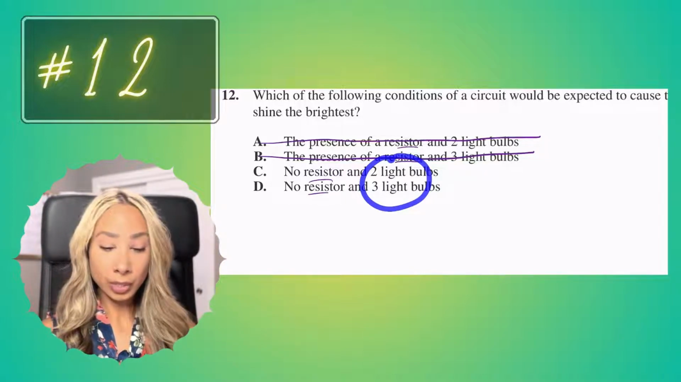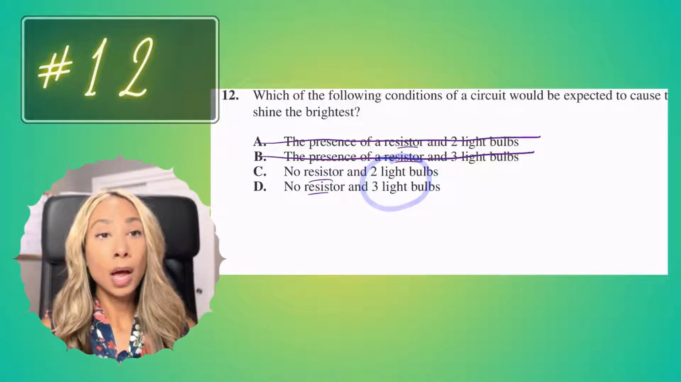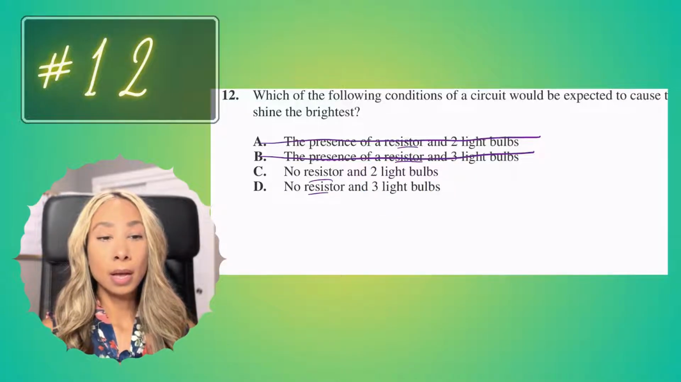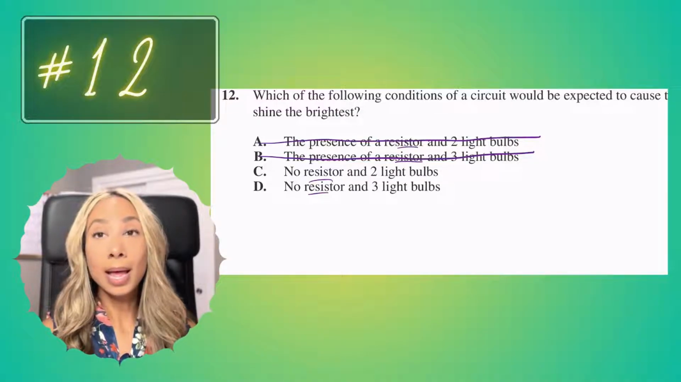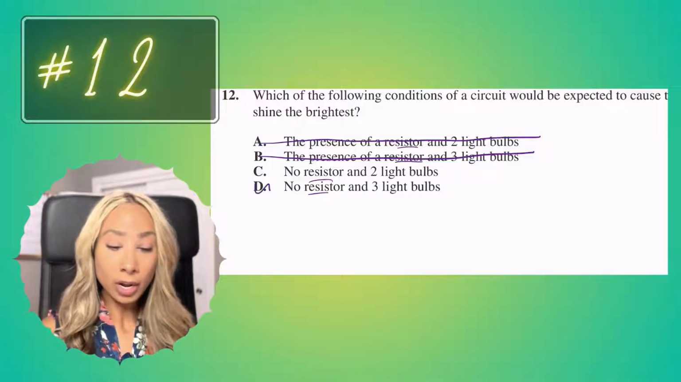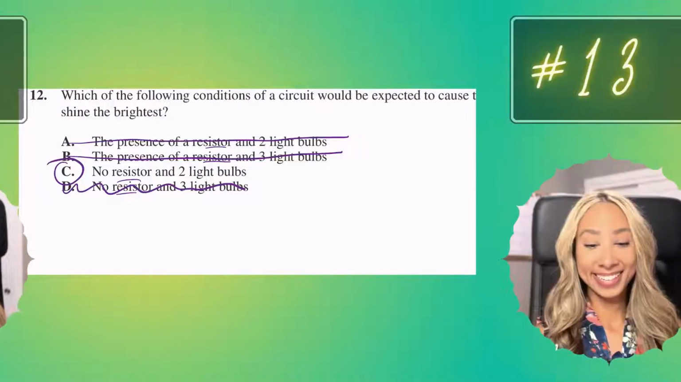And where we need to look at is the number of bulbs. So they haven't indicated if this circuit is parallel or series, but what we do know is if we add more bulbs, and let's assume it's a series circuit, if we add more bulbs, that's going to decrease the brightness, right? So that means our only option that's going to work for this is going to be C.